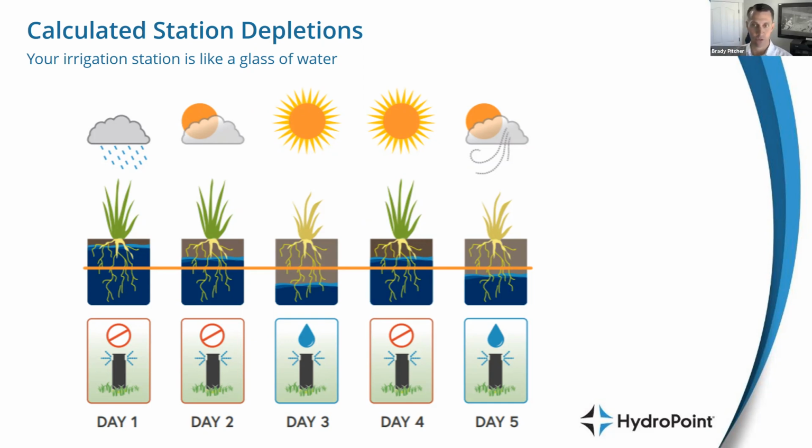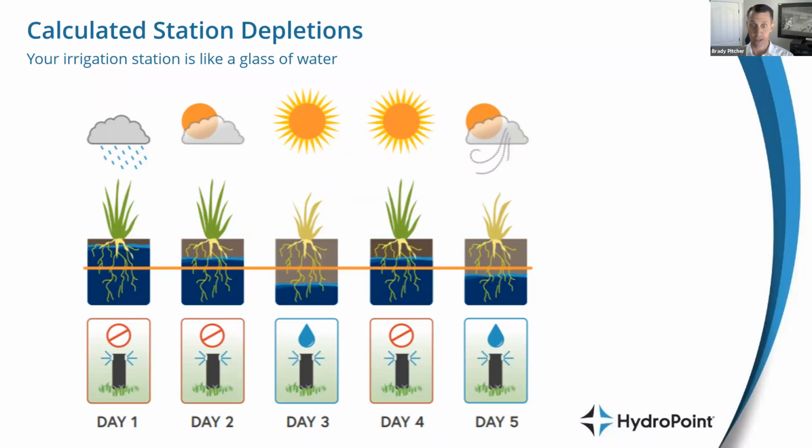And this is what the depletion model essentially is. So for example, on day one, it rains and fills up that glass a little bit. The next day it's sunny, day two, and that depletes the glass a little bit. And that line that we'll talk about in the next slide, once it hits that MAD line, the management allowed depletion line, it'll start to kick in and refill that glass.